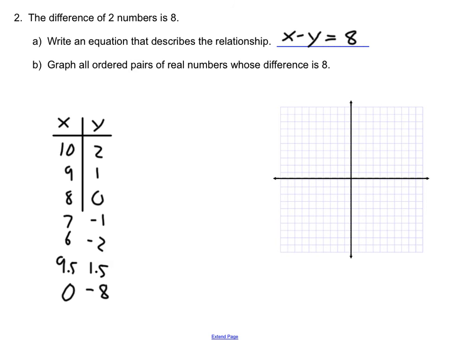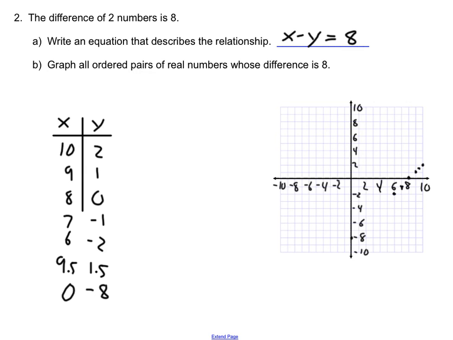So we plot those points after we label our axes. Always take a few seconds to put the number scales on, then we plot the points. 10, 2, 9, 1, 8, 0, 7, negative 1, 6, negative 2. Again, we see the pattern. They're going in a straight line. 9.5, 1.5 is also on the line, and negative 8, 0.